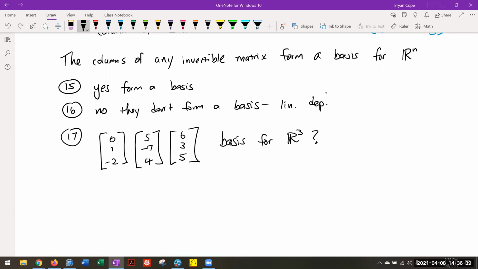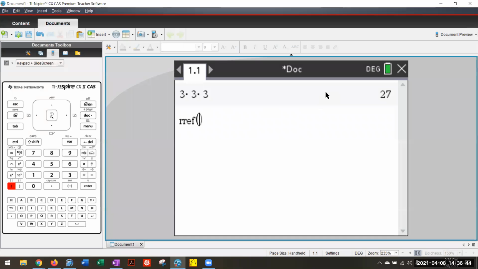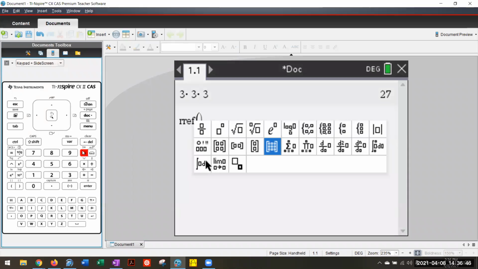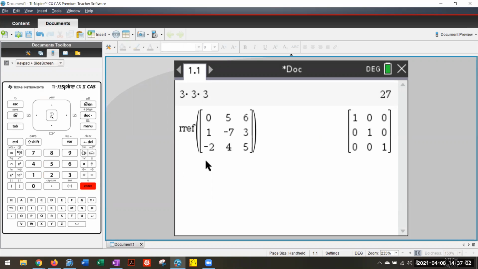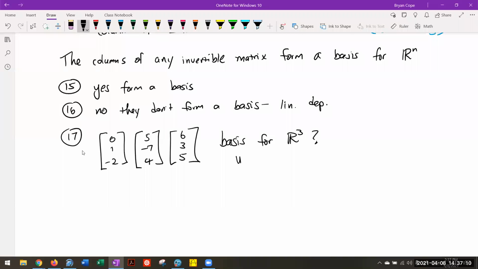All right, let's not ref by hand. Let's actually use TI. I discovered the other day a matrix calculator on Desmos. Did you guys know that exists? It's kind of cool. I'll show you in a second. So type this in: 0, 5, 6, 1, -7, 3, and -2, 4, 5. What's the answer then? It refs to the identity. So yes, it's a basis. Yes, ref gives us the 3 by 3 identity.